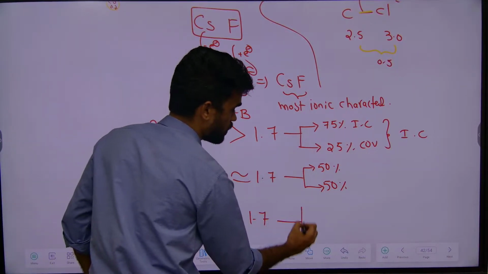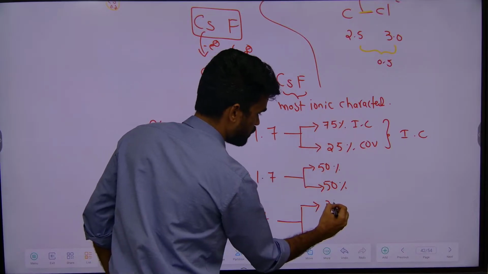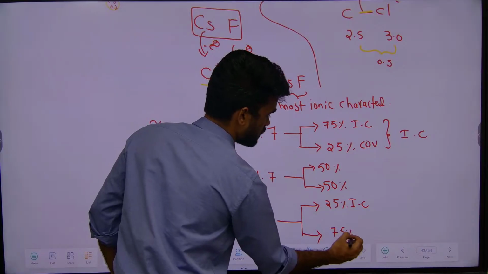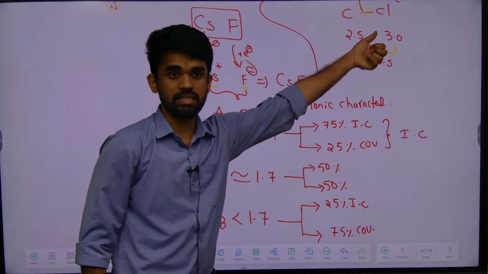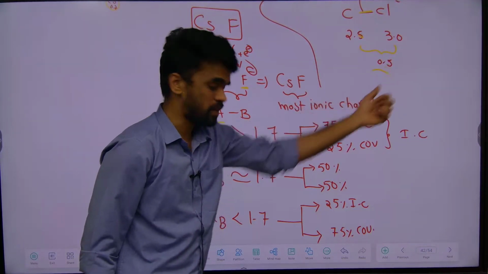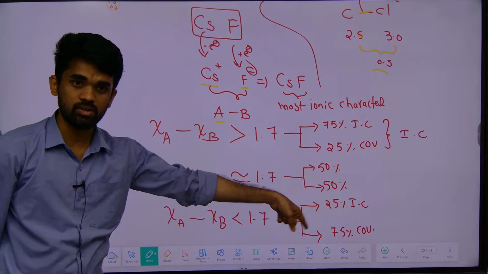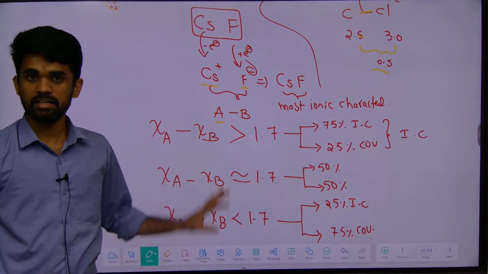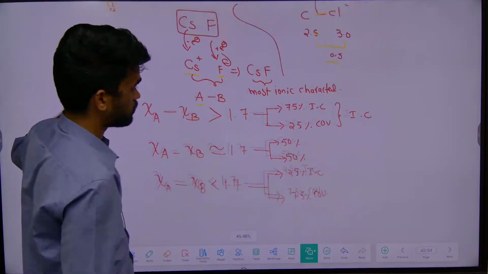what should I say now? Reverse of this: 25% ionic, 75% covalent. This is the story we saw with C and Cl. Is the electronegativity difference more or less? 0.5, which is lesser than 1.7. So this will be the scenario there: more covalent character, less ionic character. Did you understand these scenarios or not? Okay, so write this table once.